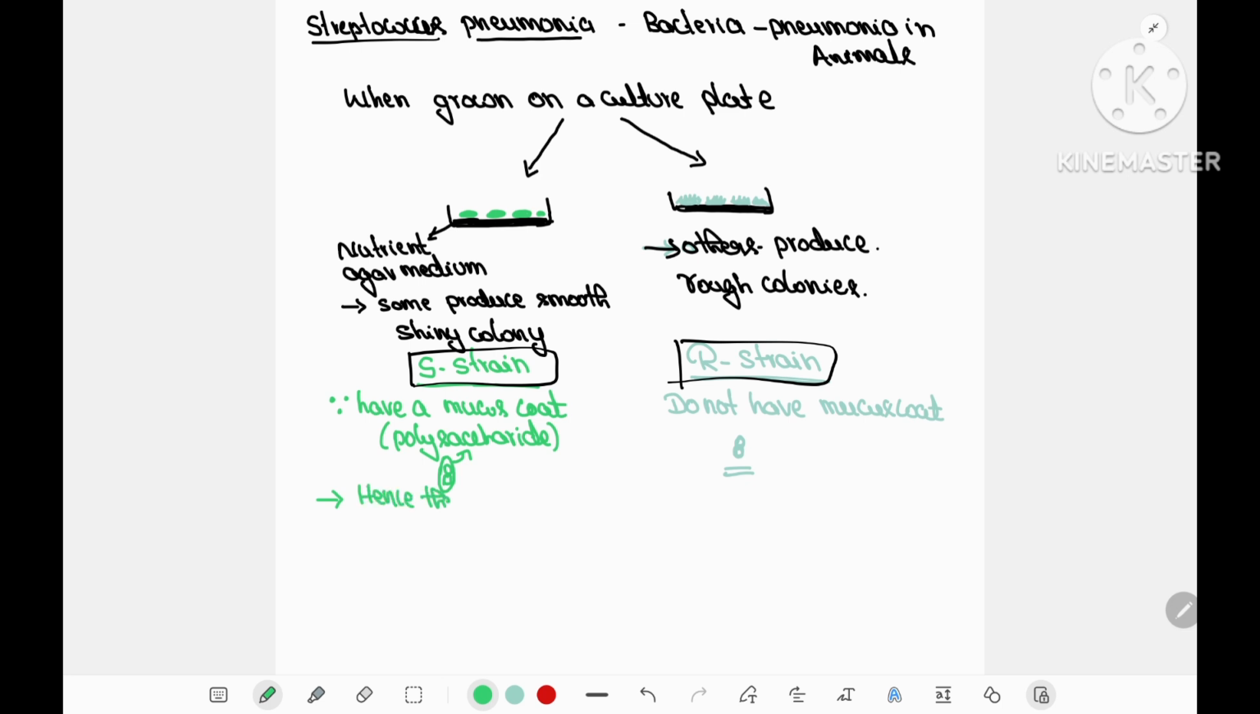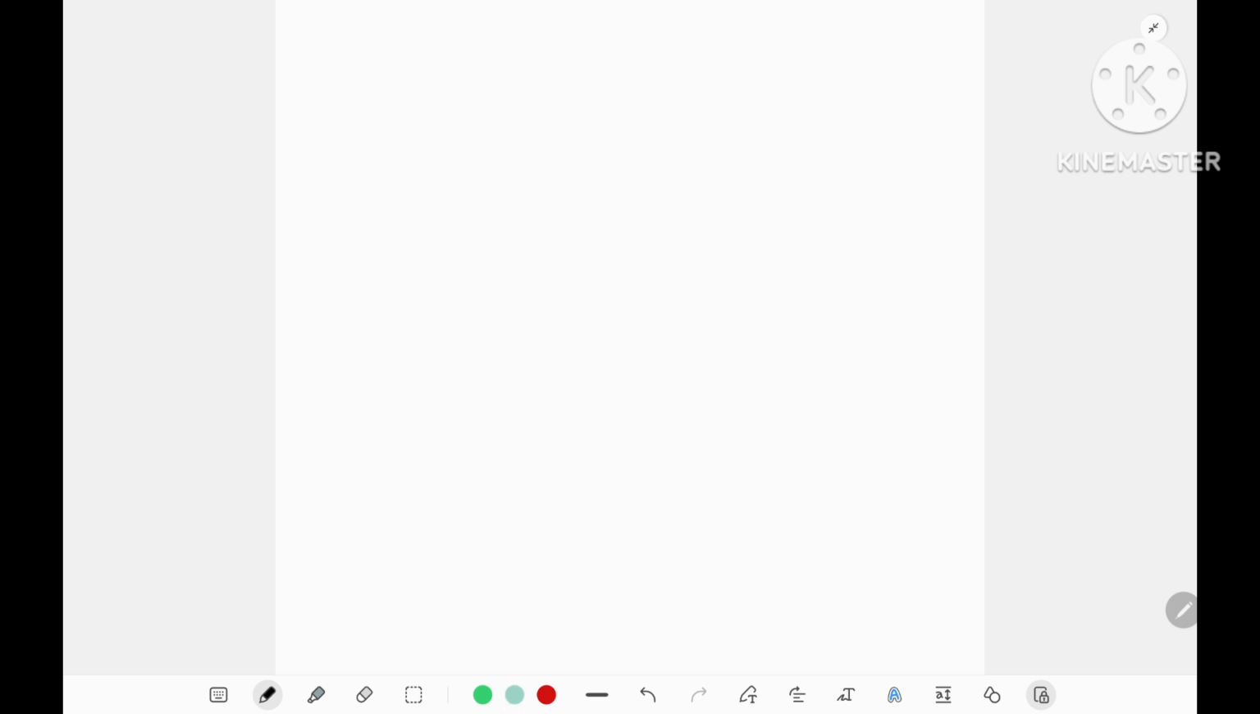In S strain of bacteria, since it has a polysaccharide capsule, it is called a virulent strain. Virulent means what? Causes death. Any organism, if it is called virulent, causes death. But R strain of bacteria is avirulent because the polysaccharide capsule is absent. So you have to remember very importantly that virulent and avirulent is because of the presence or absence of the polysaccharide capsule. Now let us understand the series of experiments conducted by Griffith.